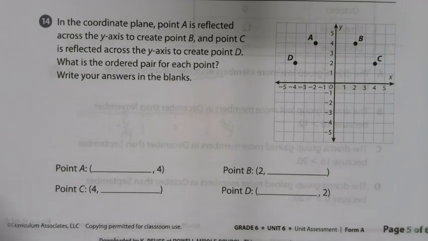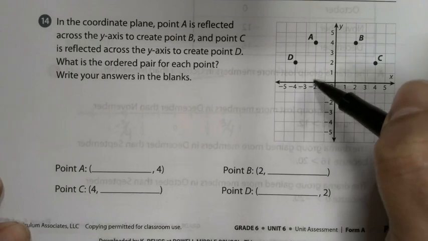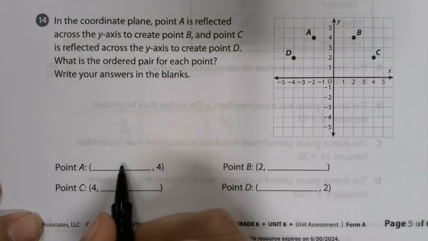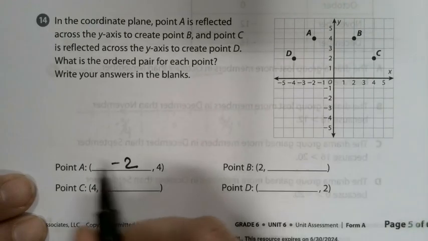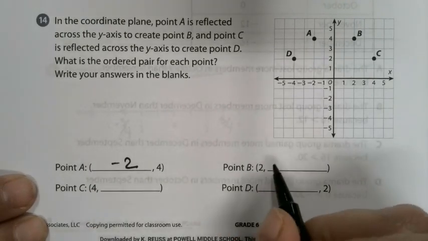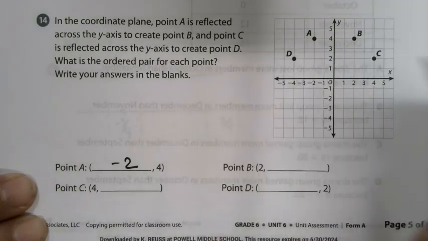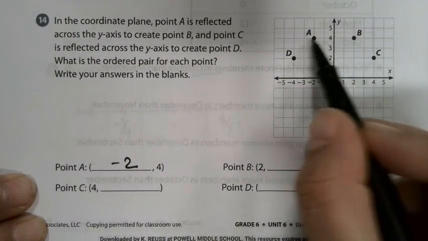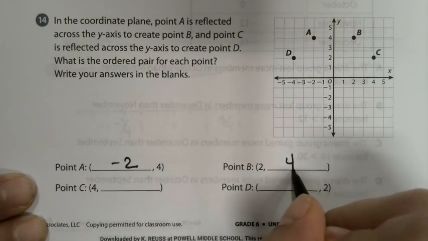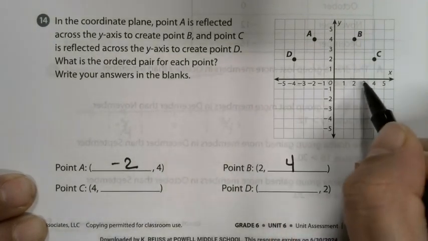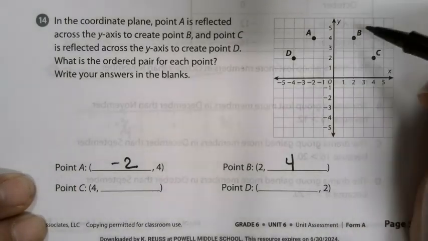Point A, remember x first, so -2 and up 4. Oh, there we have the 4, so -2, 4. And B would just be the opposite. Since they went over the y-axis, the y would stay the same. Only the x would change, so I keep the y. I still go over 2, but to the right, and I go up to 4, the same place.